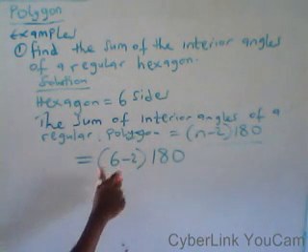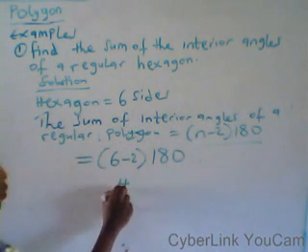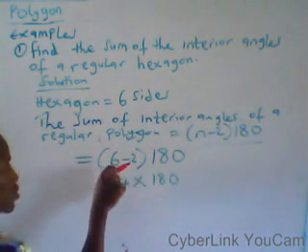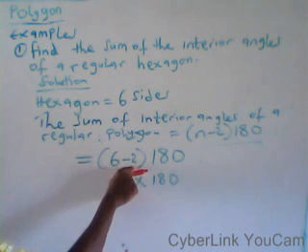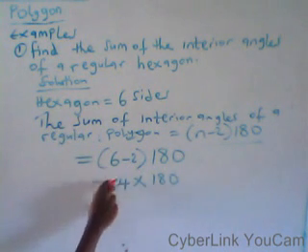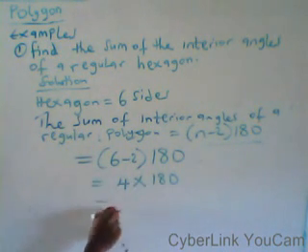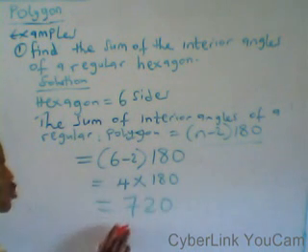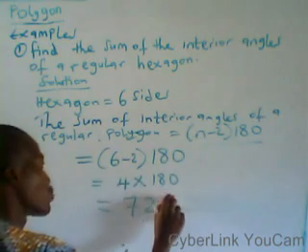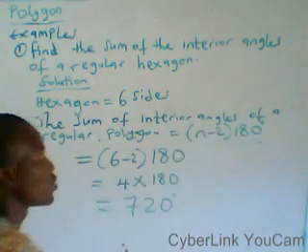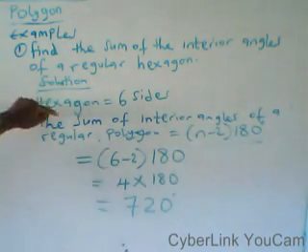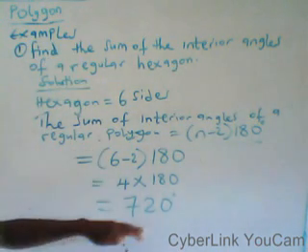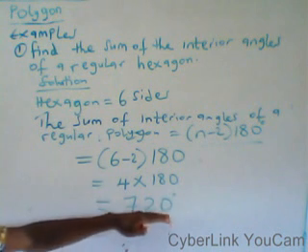6 minus 2 will give us 4, so we have 4 times 180, because what is inside the bracket is 6 minus 2, and that gives us 4. Now 4 multiplied by 180 gives us 720. Do not forget to put degrees, because we are dealing with angles. The sum of interior angles of a regular hexagon is equal to 720 degrees.